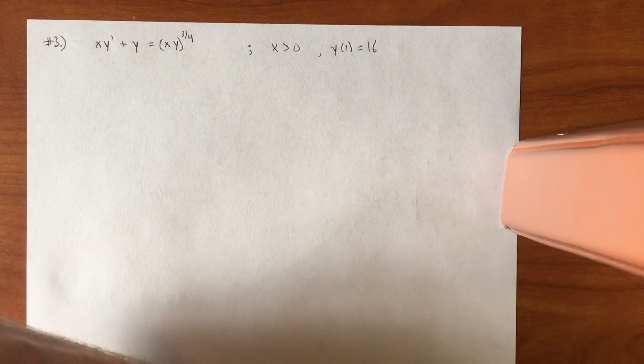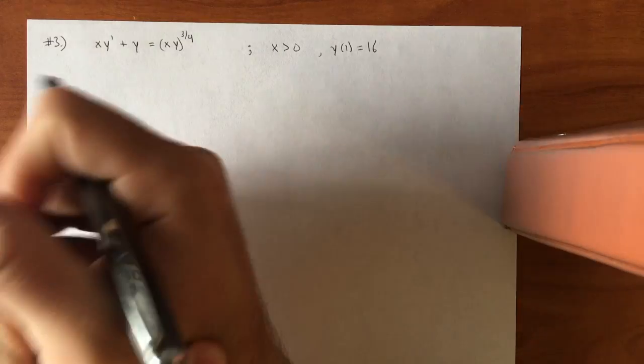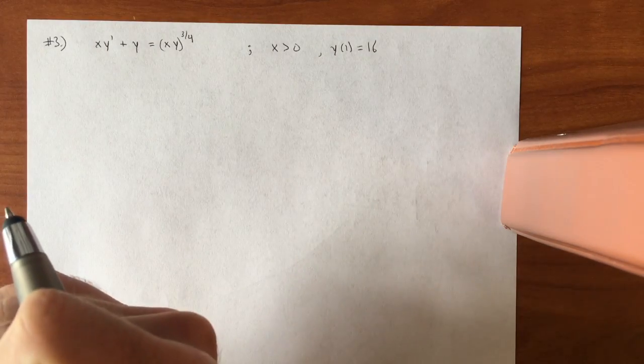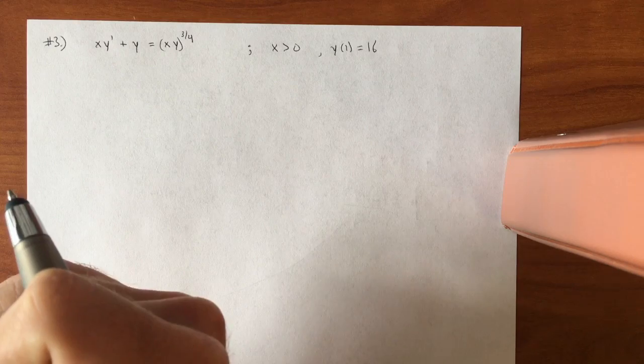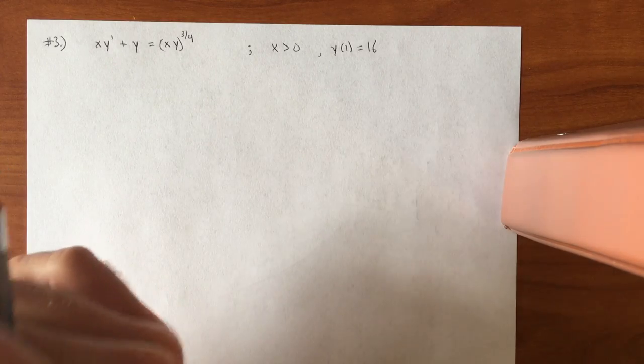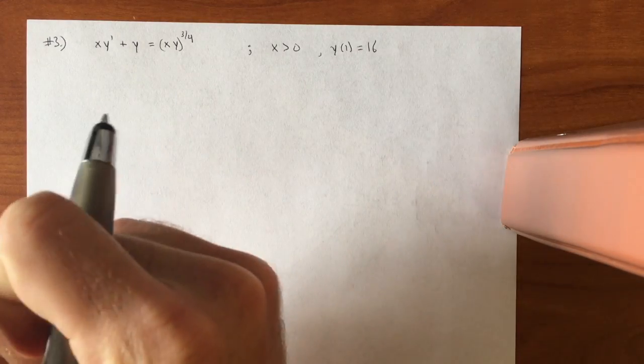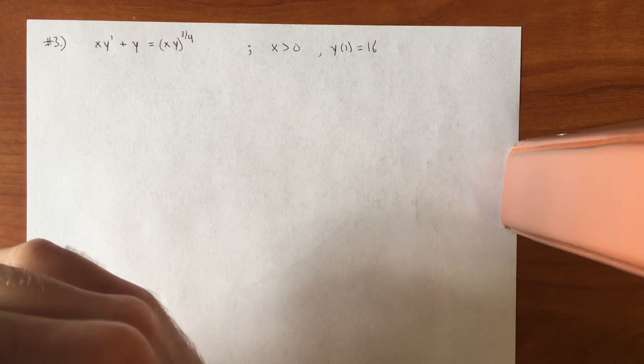Okay, so this is problem number 3 from exam 1. Here we are given a differential equation, x times y prime plus y equals (xy) all raised to the 3/4 power. And we're also given the initial condition where x is greater than 0, y of 1 equals 16.